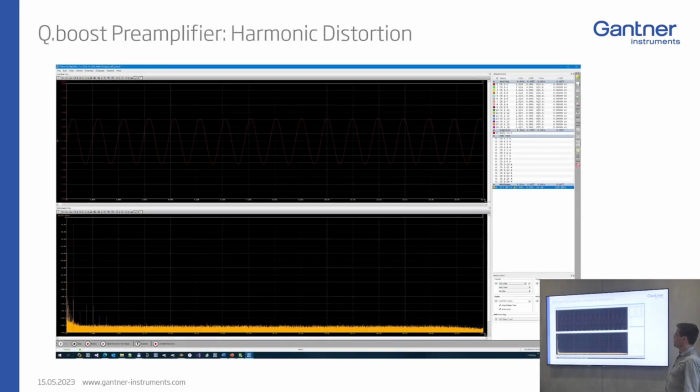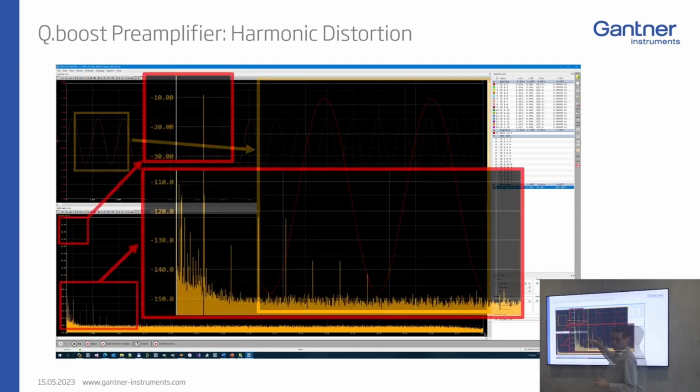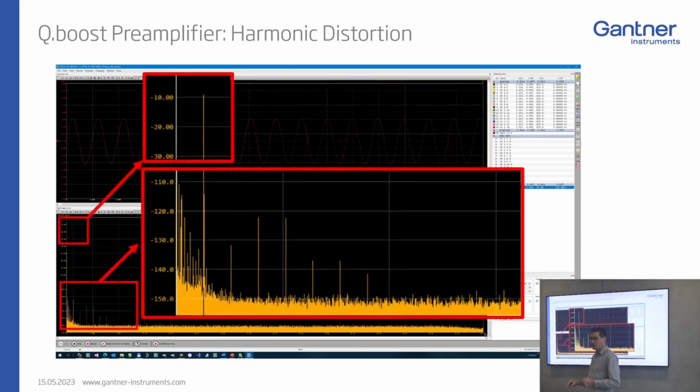Forget for a moment about the rectangular shaped signals. We're applying a very nice sinusoidal shape to our amplifier. Our amplifier, like any other amplifier in the world, creates some error spikes which are called harmonics. And in our case, with our amplifier, the harmonic is lower by a factor of 1 million compared to the fundamental frequency.